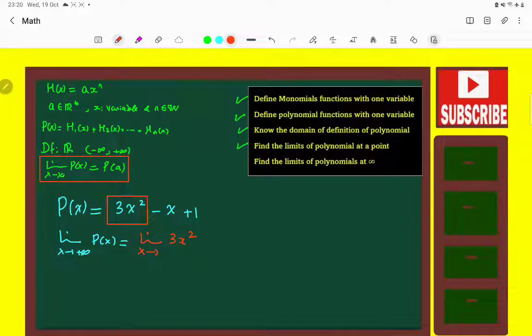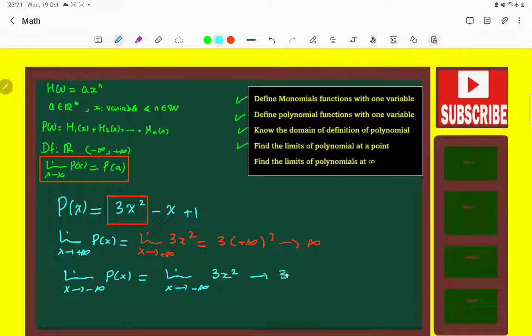So as you see, I'm ignoring all the terms that have a power different than power 2. So this will be equal simply to 3 into plus infinity power 2, which is equal to infinity, which means that the limit as x tends to plus infinity for p of x is equal to plus infinity. Similarly, if I want to compute the limit at negative infinity, I can say limit as x tends to negative infinity for p of x is equal to limit as x tends to negative infinity for 3x power 2, which tends to 3 into negative infinity power 2, and this will go to infinity.